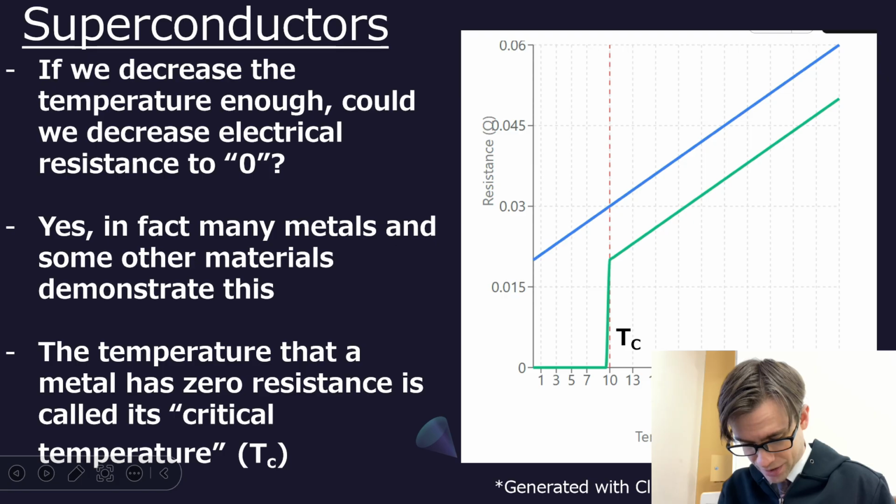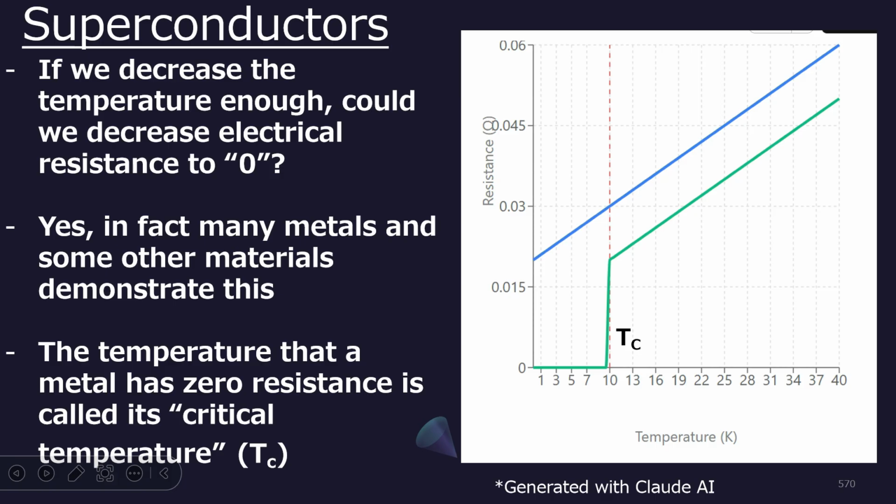So the temperature at which a metal has 0 resistance is called its critical temperature, T subscript C. I think not all metals do this, but some, once they reach a certain very low temperature, which tends to happen at around 10 Kelvin, have essentially 0 resistance and almost unlimited conductivity. I guess maybe the electrons could travel near the speed of light.